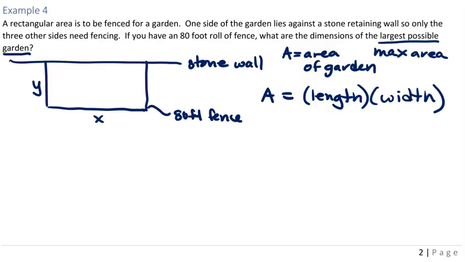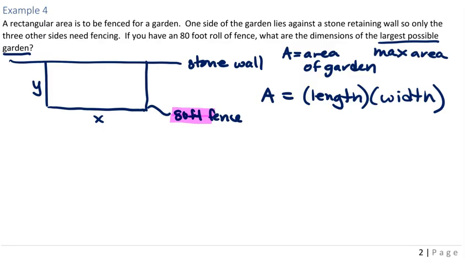So the question here is, why can't I just say the length is 10 and the width is 5? And the answer is because of this 80 feet of fence. If we're going to maximize area, we most definitely want to use all of the fencing. So using a 10-foot length and a 5-foot width, that's very silly. We don't get even close to using up the 80 feet of fence, and we won't get even close to finding the biggest possible garden.